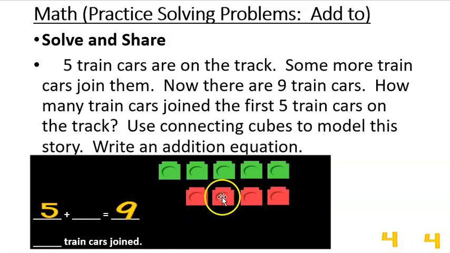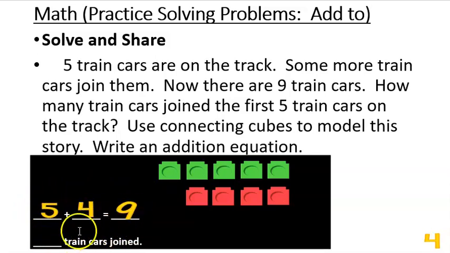Let's count. 1, 2, 3, 4. So first graders, what number goes here? 4. So look, Mr. Begay is going to grab 4. I'm going to put it right there. And look, we have our addition equation solved here. 5 plus 4 equals 9.